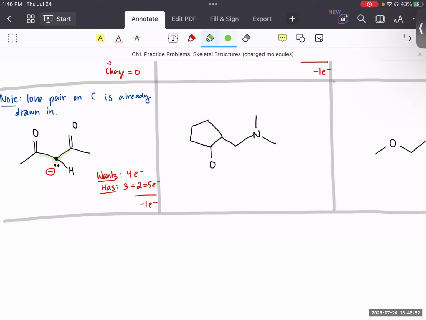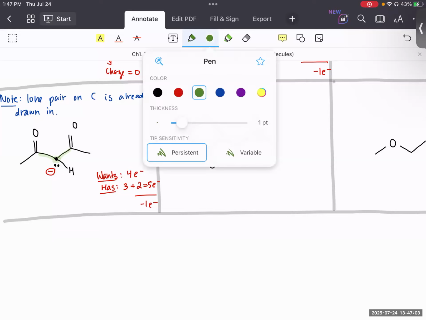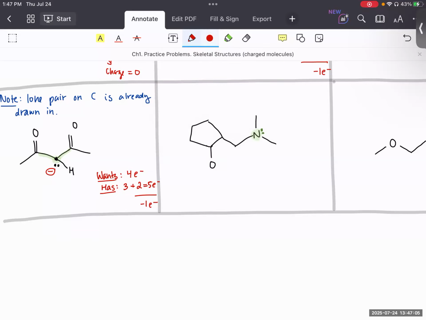All right, let's take a look at this next one. So let's start off with this nitrogen. So this nitrogen already has 3 bonds. So to fulfill the octet, we would add in 1 lone pair here. And in this state, this is the preferred state of nitrogen where it has 3 bonds and 1 lone pair. So the charge is 0 for that nitrogen.